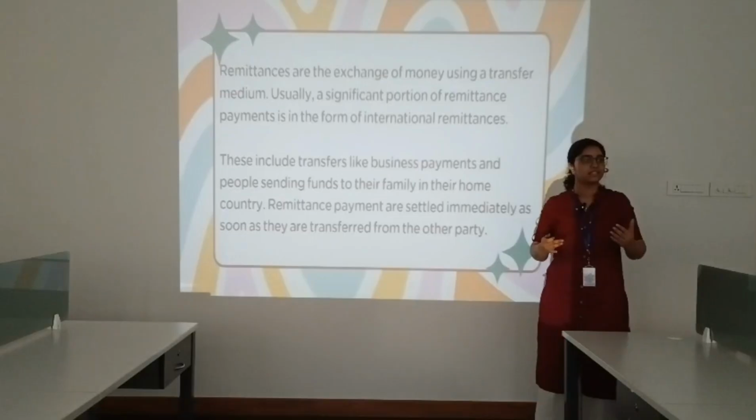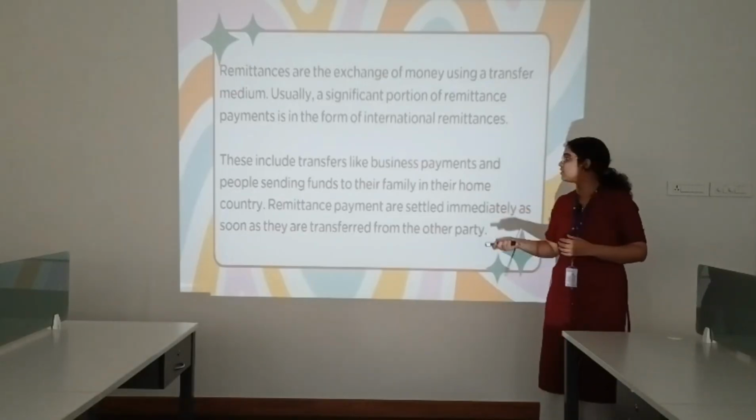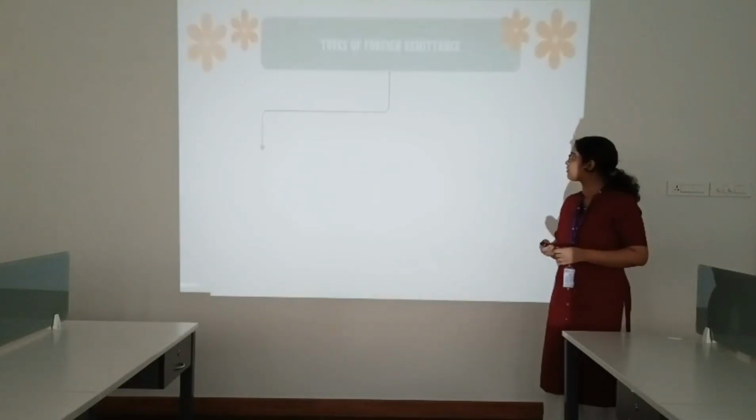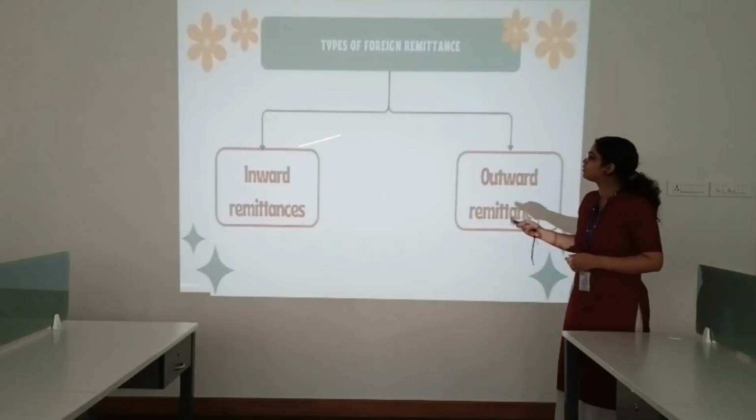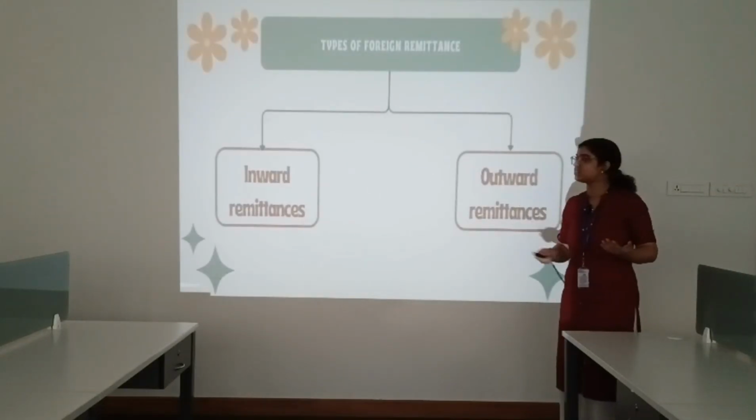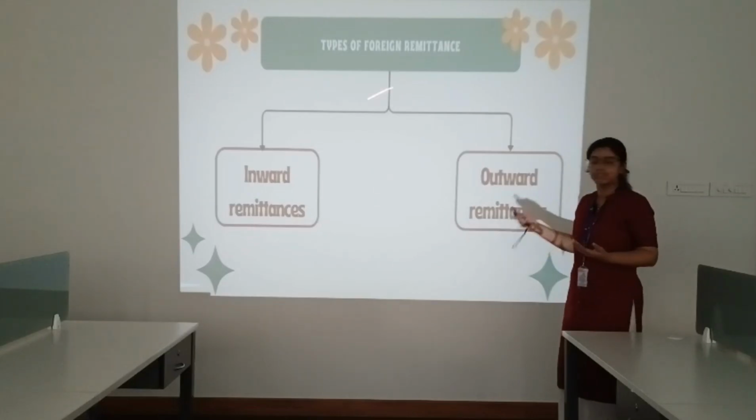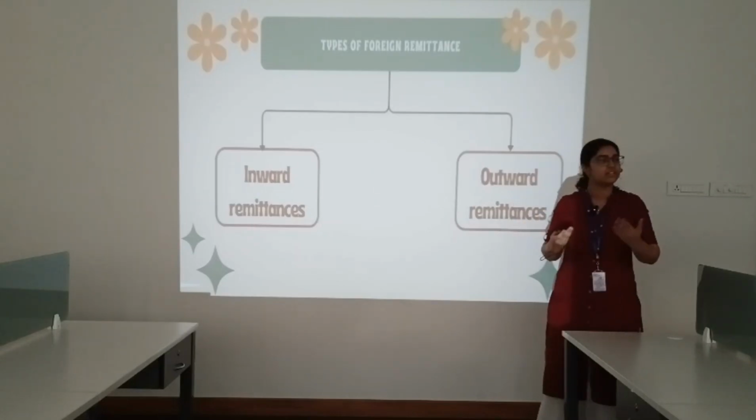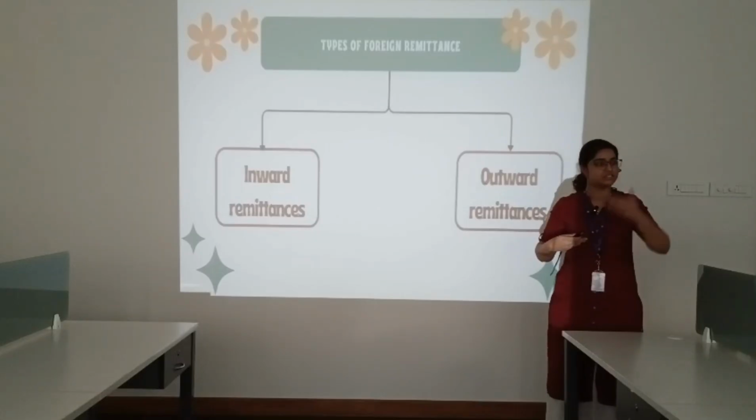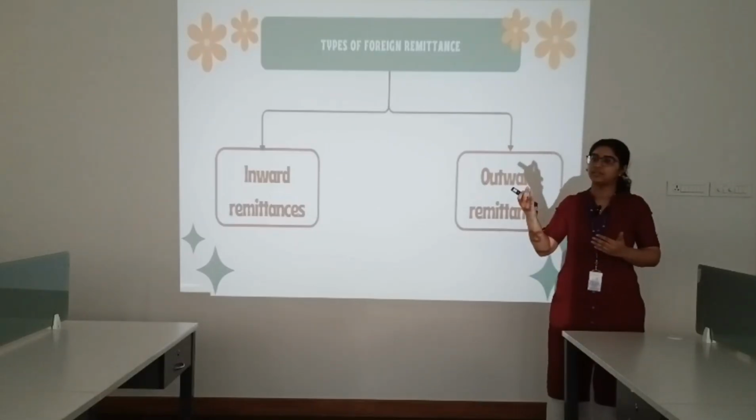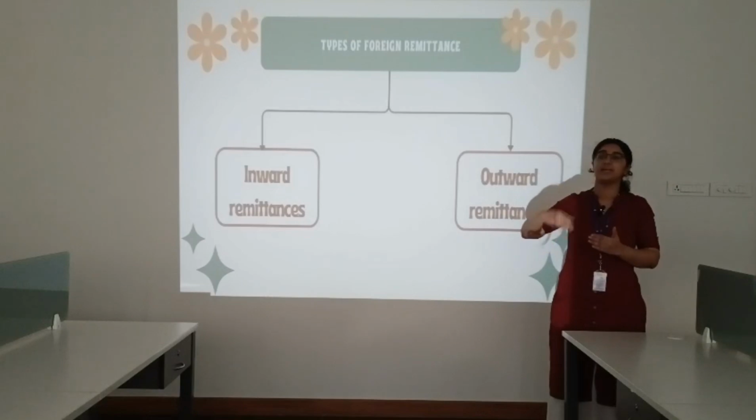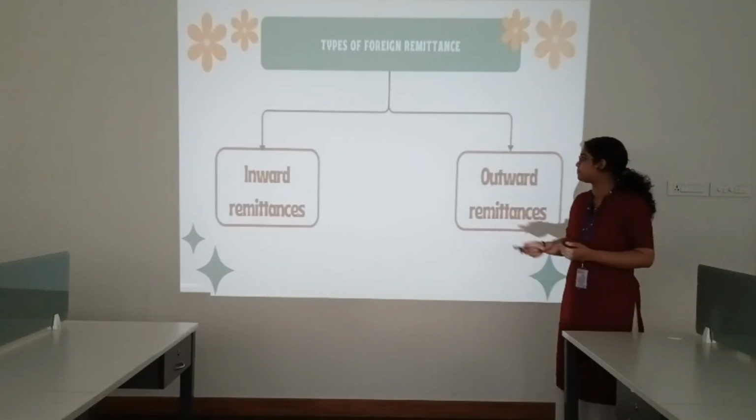So foreign remittance is sending money from one country to another. There are two types of foreign remittance. One is inward remittance, another one is outward remittance. Inward remittance, for example, is when a country receives remittance from another country. Outward remittance is, equally, when we send money outside the country.